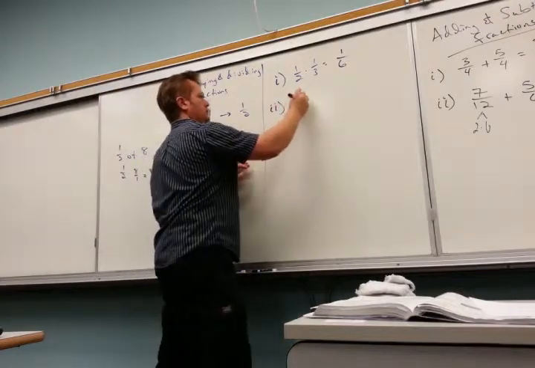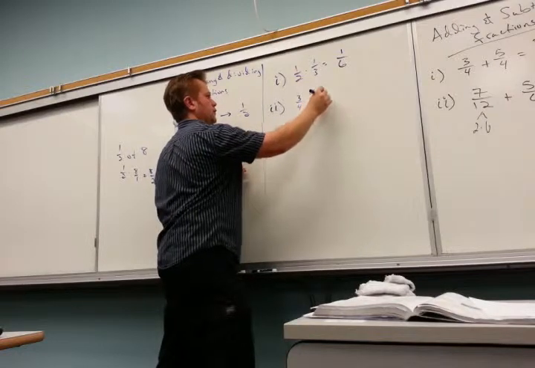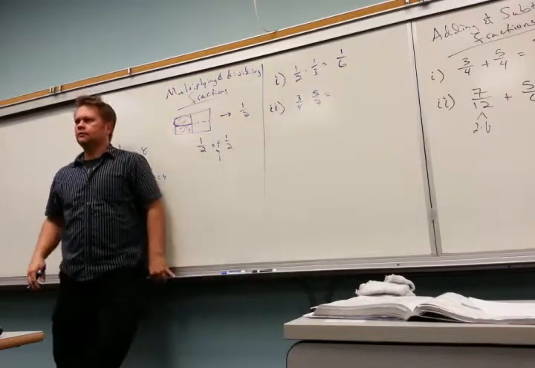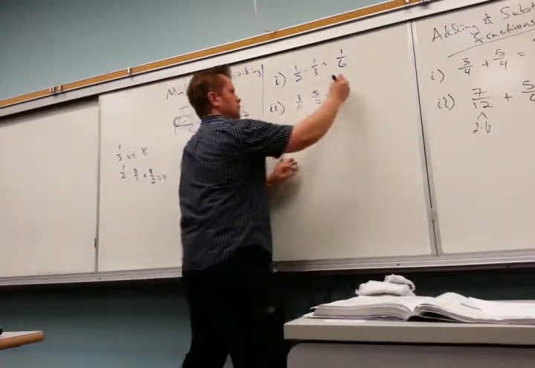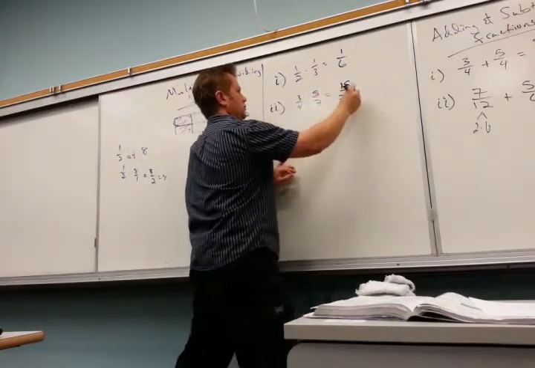So if I start throwing in more stuff, 3/4 times 5/7, it's the same basic idea. What do you get on the top? Good. 3 times 5 is 15. 4 times 7 is 28. Cool.